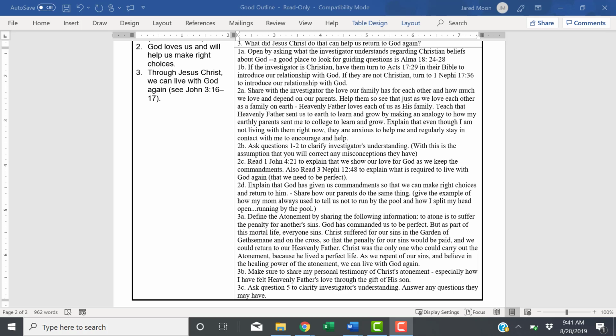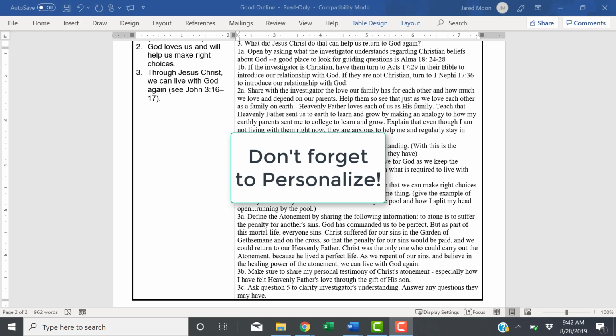Here are some examples of good methods. Remember to include good detail in all of your methods, and don't forget to personalize them regularly. You do not need to personalize every single teaching method, but make sure you do it regularly enough, maybe once or twice every main principle on average.